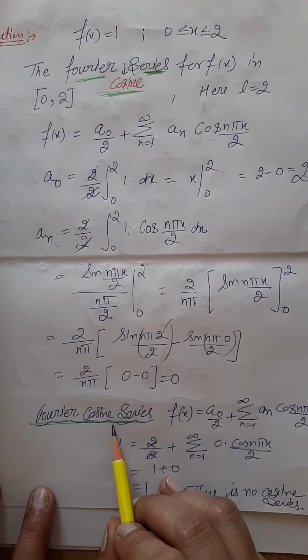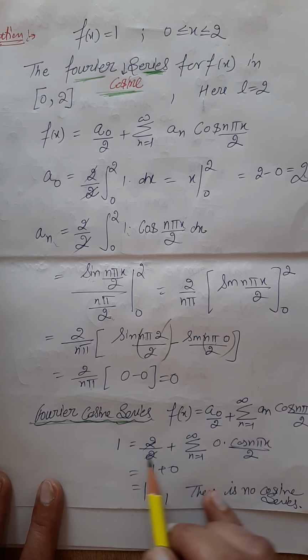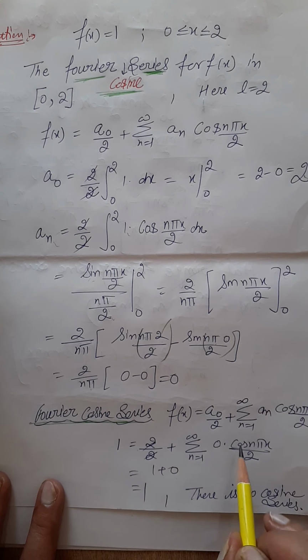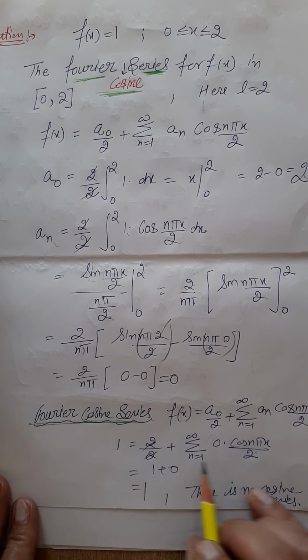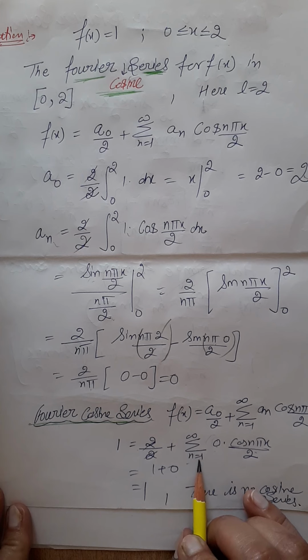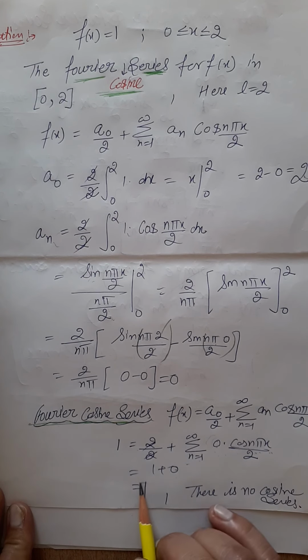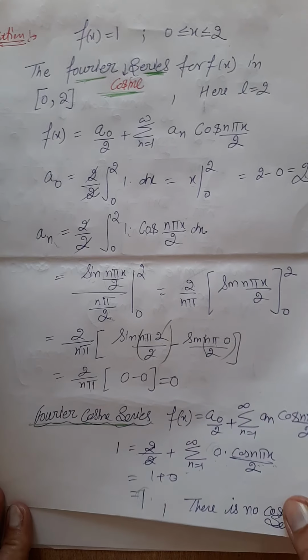Now for your Fourier cosine series, you put the values of a naught and an in your cosine series, and you notice that the value of an is 0. So we have no series because we cannot put the values of n as 1, 2, 3 and so on. So we have only a constant, that is 1. So there is no cosine series. Now we move on to our Fourier sine series.